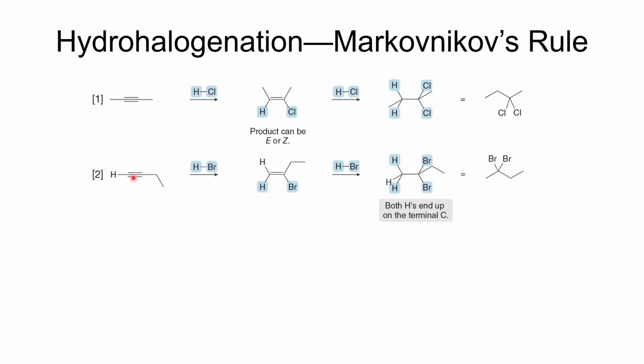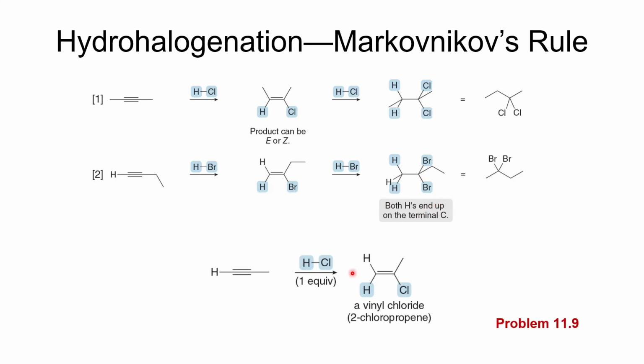Well, in this case, we'd have to have a terminal alkyne, and the hydrogen will go to the carbon that has the hydrogen. And then the halogen will end up going to the other carbon. So here this carbon has one hydrogen on the end, and you'll get two hydrogens after the first addition, and then after the second addition, you'll have three hydrogens out there on that terminal carbon, and you'll have a geminal dihalide.